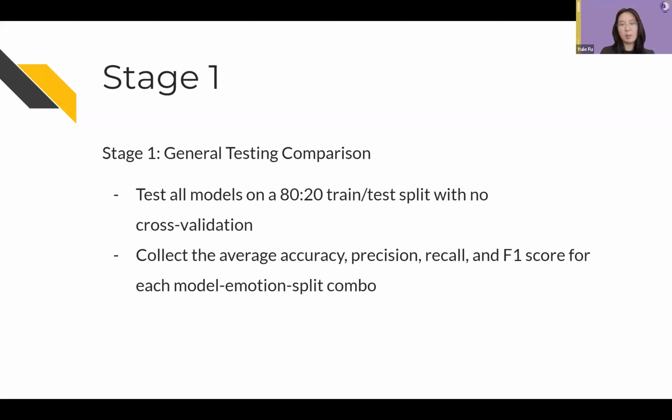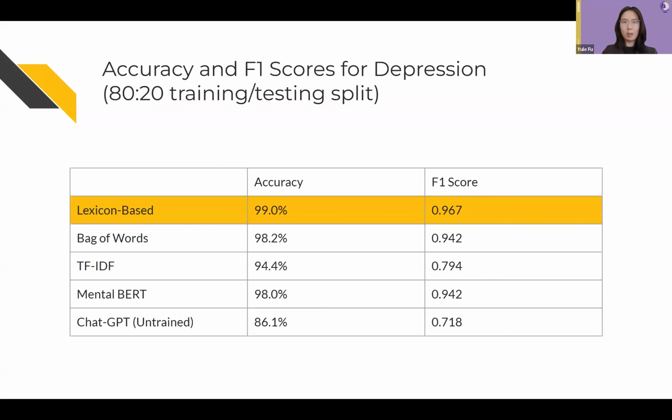And then we had the confusion matrix with the accuracy, precision, recall, and F1 score for each model. And then we did it for each emotion. So for example, for the category of depression, we fed it to each model and saw if each model can correctly predict if each student has depression or not. And as you can see, lexicon-based actually performs the best with a 99% accuracy and F1 score.